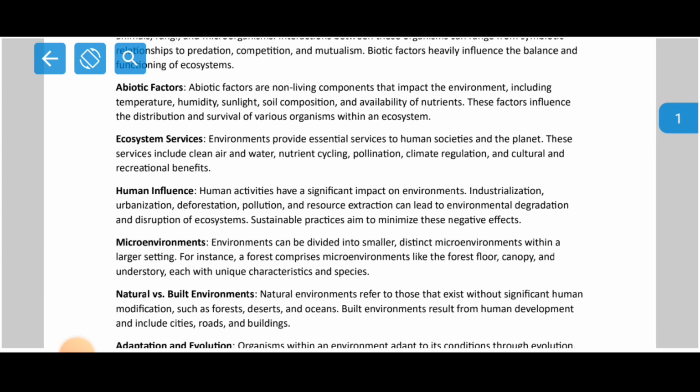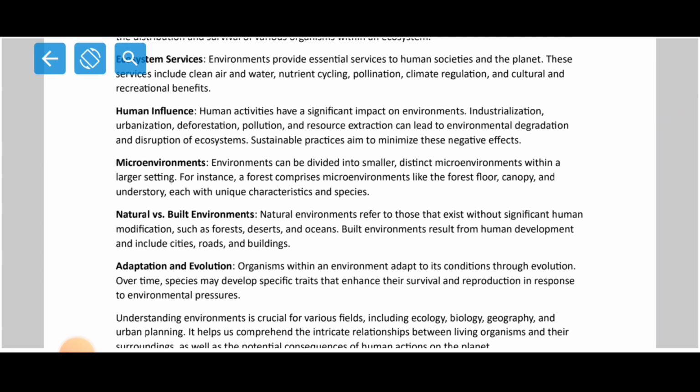Now human influence, let us see what we mean by human influence. Human activities have a significant impact on the environment.